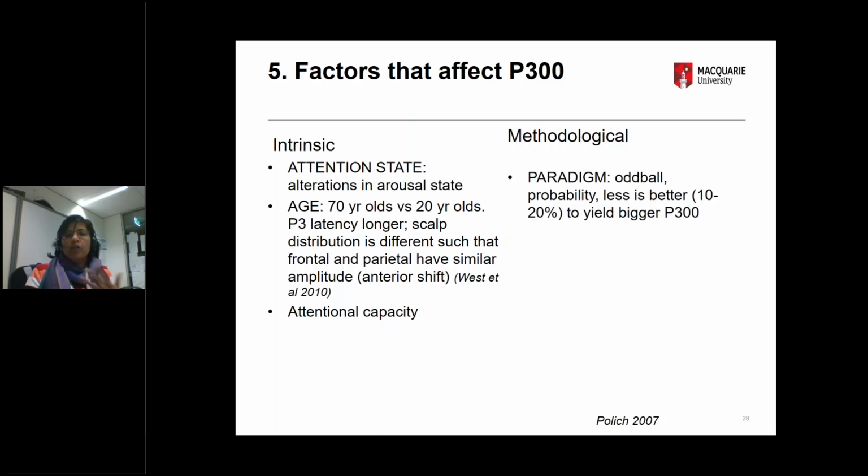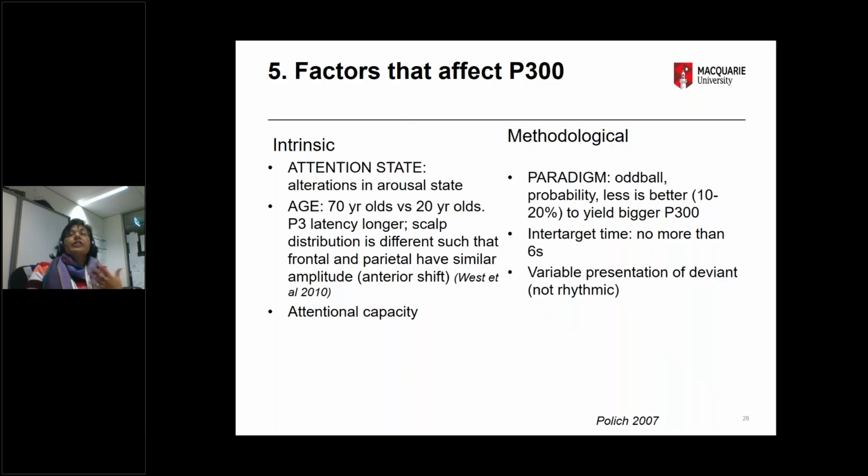So paradigm, oddball. Really important that you use an oddball paradigm, and the probability of your deviant occurring is much better. So 10 to 20% works best. Inter-target interval. While I said the probability of deviant has to be small, it cannot be infinitely small. There's a limit. If the difference between two targets' timing is anything between 6 to 10 seconds, there will not be a P300. 6 seconds seems to be that magic number.